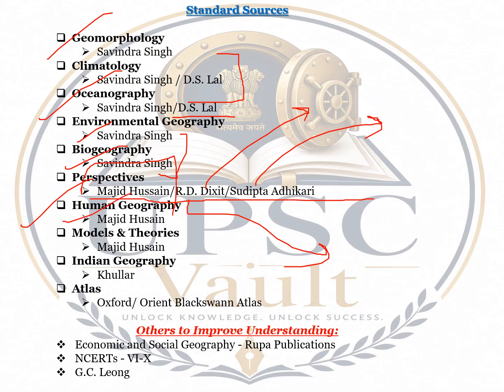So you will find a bit easier language and arrangement of content. Human Geography by Majid Hussain, Models and Theories by Majid Hussain, Indian Geography by Khullar, or you can read Majid Hussain also. But Khullar is in a bit more depth, so I would recommend going with Khullar for optional. For the atlas, you can go either with the Oxford or Orient Black Swan. Even if you keep both, it is not a problem.